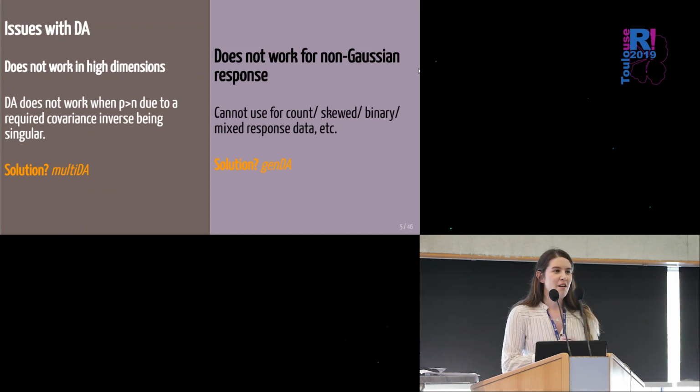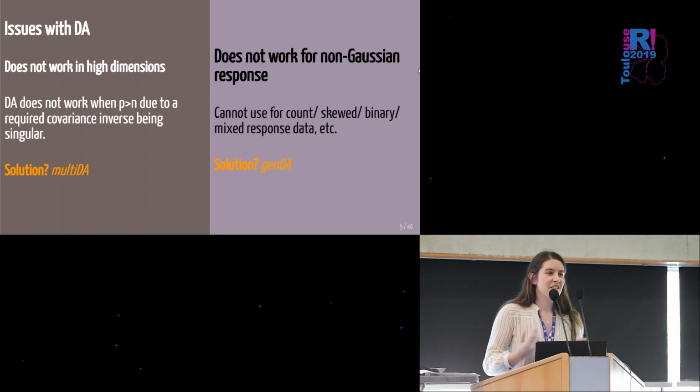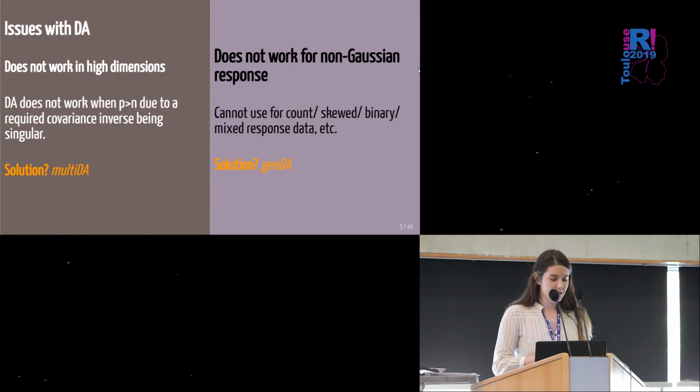So, for example, we have big, wide data that was in genomics that was described before. You can imagine we have many thousands of features, but only a very few amount of samples. And it doesn't work. I'm not going to go into mathematics, but you have to take a matrix inverse, which doesn't work in this particular case. And our solution to this is a method called multiDA.